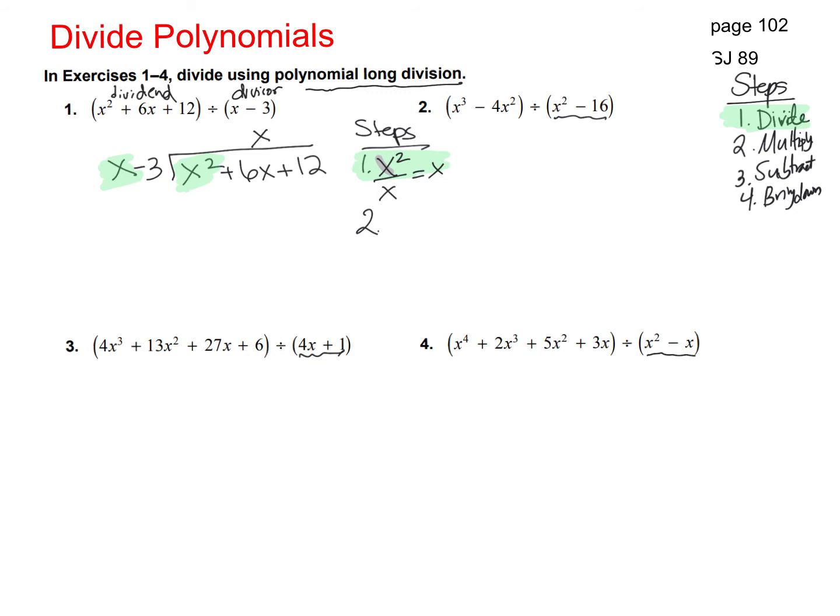Step 2, multiply. You're going to multiply the answer that you just got, that x, with the divisor. So x times x minus 3. I usually write it over there on the side. Once you get used to it, you quit writing it, but it's just where all these numbers come from. x times x minus 3 is x squared minus 3x. You place those answers under their like terms with the dividend.